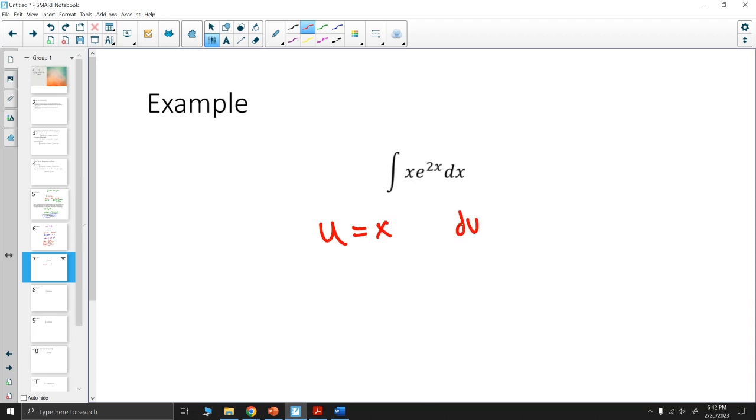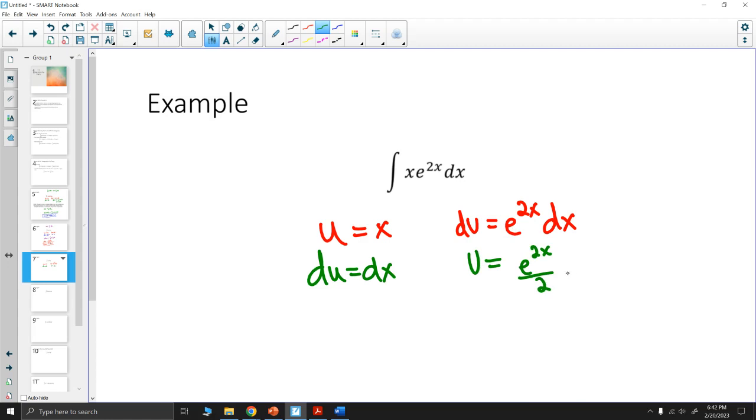Our dv, excuse me, is e to the 2x dx. It's the rest of it. Now, derivative of u is dx. Nice and simple. The integral of dv, the integral of e to the 2x dx, is e to the 2x over 2. Now, if you don't trust that, we'd have to integrate this using u sub.